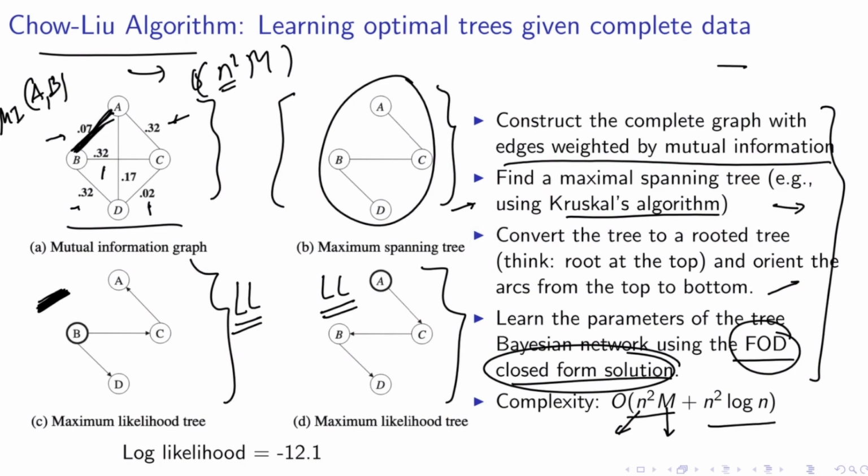Where does the n square log n come from? The n square log n comes from the fact that Kruskal's algorithm has a complexity of n square log n.